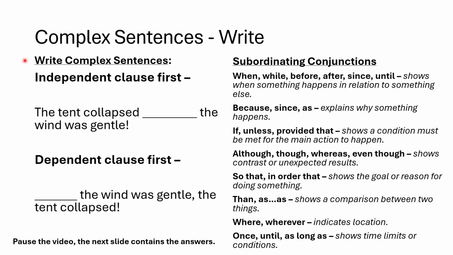Write these complex sentences. Independent clause first. The tent collapsed. The wind was gentle. Dependent clause first. The wind was gentle. The tent collapsed. Pause the video. The next slide contains the answers.